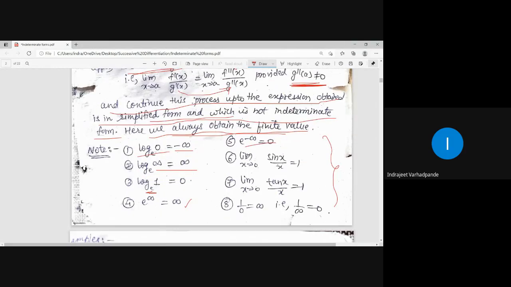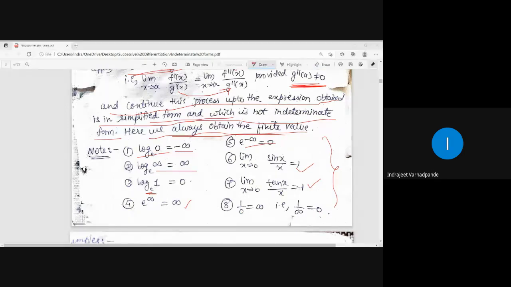Certain rules or results of limit. Limit x tending to 0, sin x upon x is 1. Limit x tending to 0, tan x upon x is 1. 1 by 0 is denoted by infinity. So 1 by infinity will be denoted by 0. This is not actually to be written because infinity is not a known quantity. It is hypothetically I am telling you, but to make you understand, this is what we are going to use for identifying the various forms.